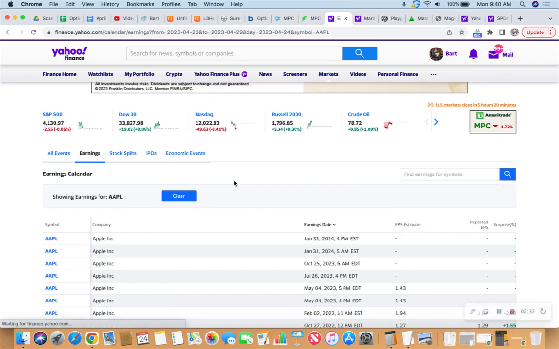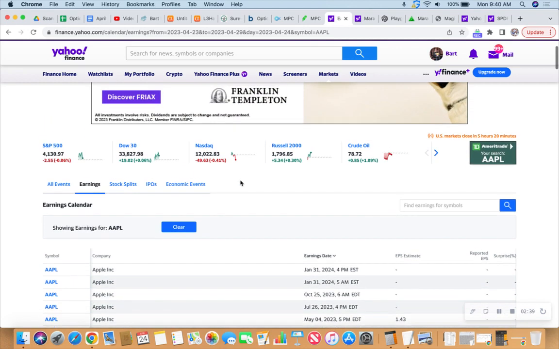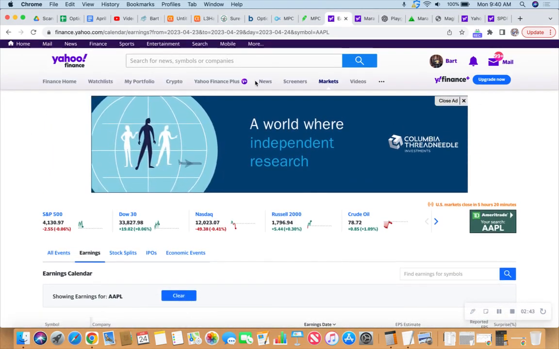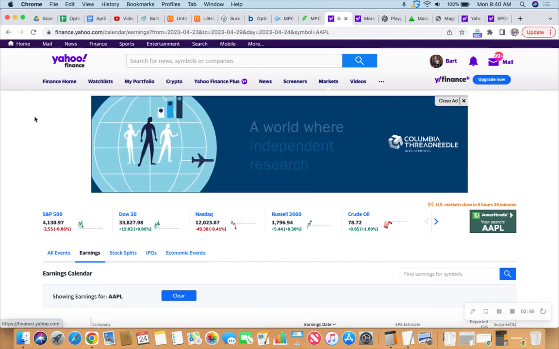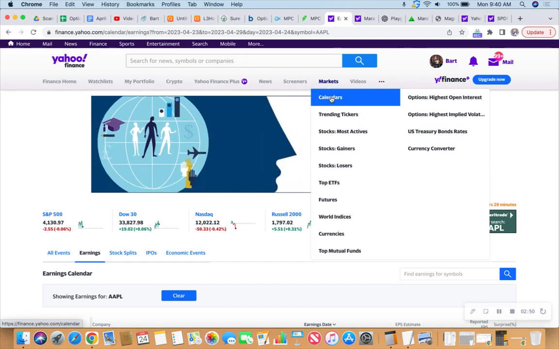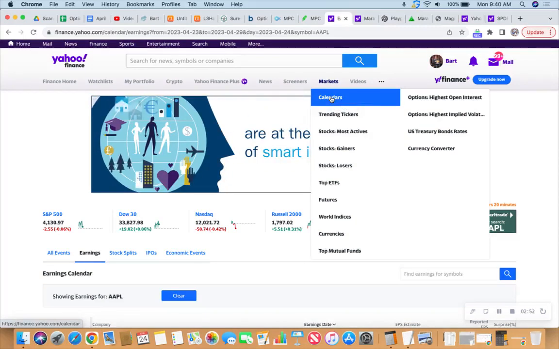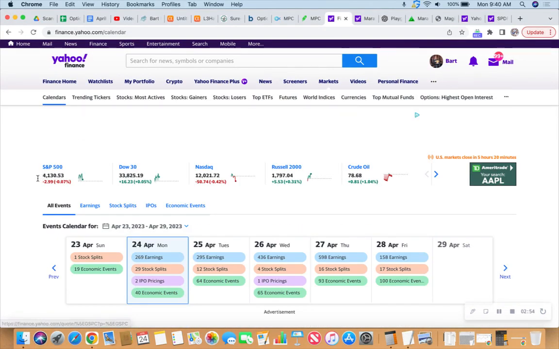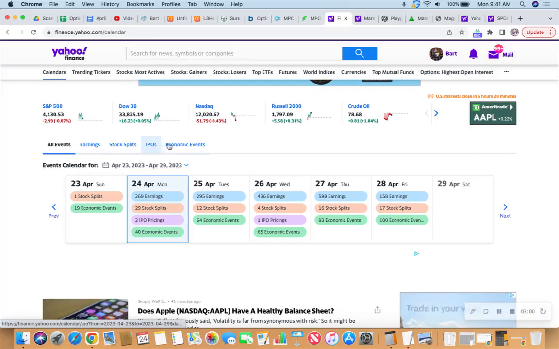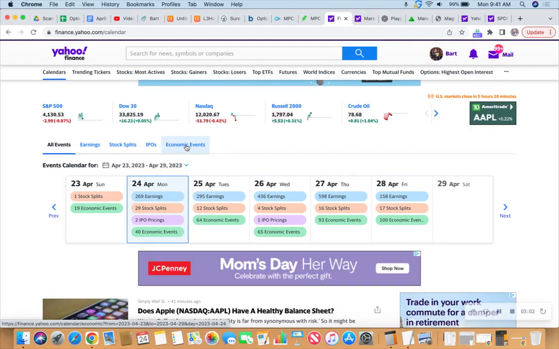Let's take a look. We are on Yahoo Finance. This is finance.yahoo.com. And then if you look at this tab at the top, if you go to markets and then click on calendars, in fact, let's just do that now. Let's click on the calendars. Then it's going to bring these up.